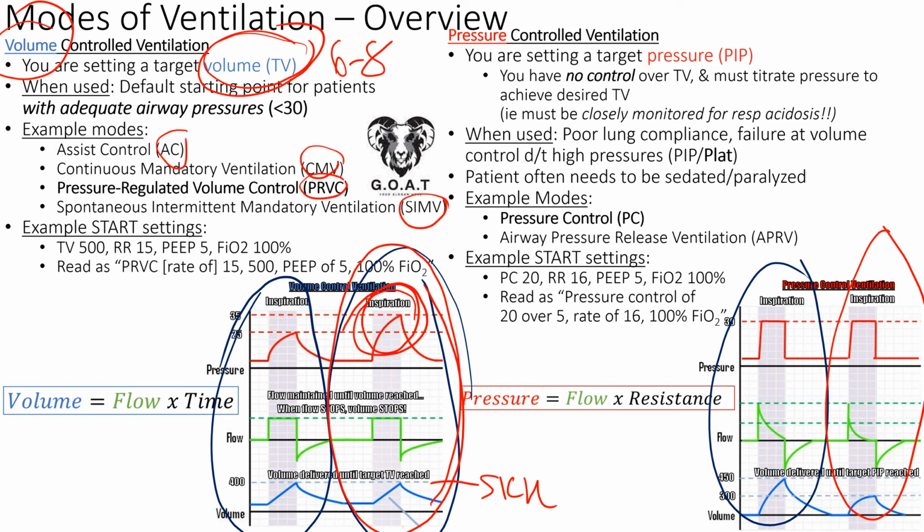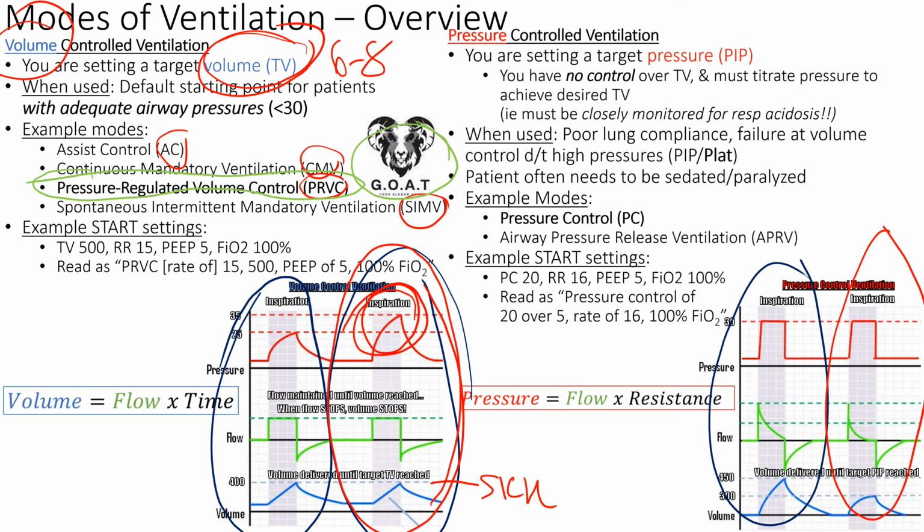The one we use always is which one? Pressure regulated volume control. That is the GOAT, all right, the greatest of all time. That's the one we're going to be using. It's a smart mode. It will adjust the tidal volumes based on the pressures you're getting. That's why it's called pressure regulated volume control.